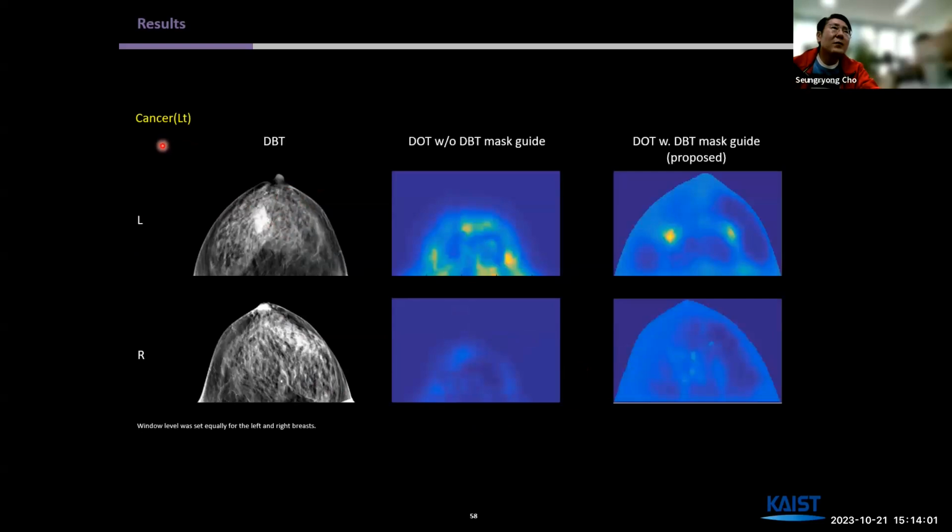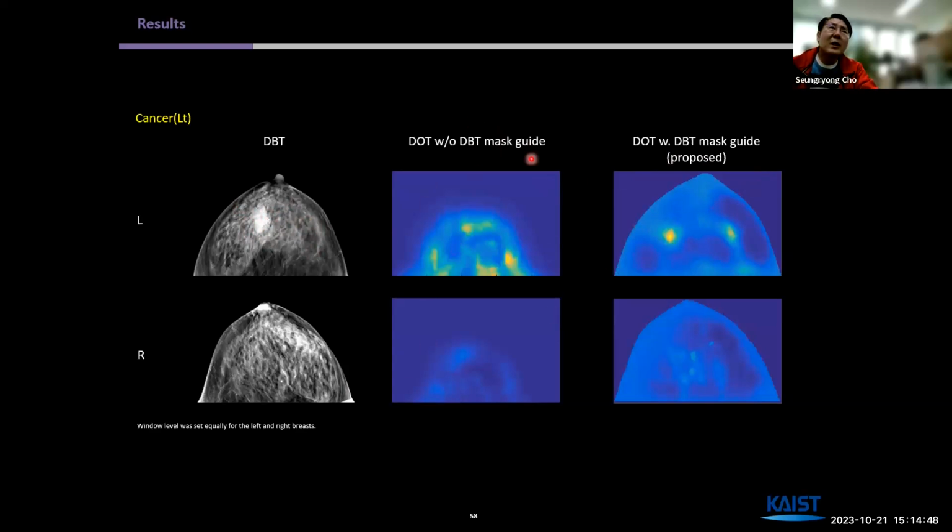This is the case of a patient having cancer in the left breast. In DBT, radiologists can probably point out that this is the suspicious lesion. On the right breast, there is no cancer. And the DOT scan provides you a hotspot that is likely to be related to hemoglobin concentration. Usually cancer needs a lot of nutrition, therefore they have angiogenesis, they recruit blood vessel structures, and usually the hemoglobin concentration is high compared to the normal background. So we can see those spots there.